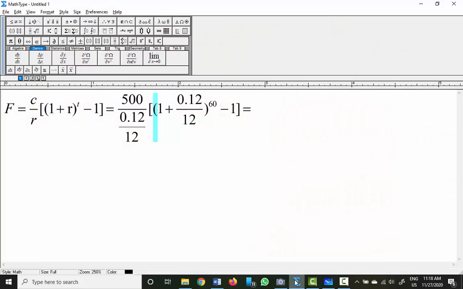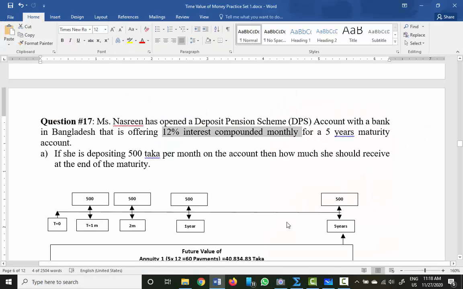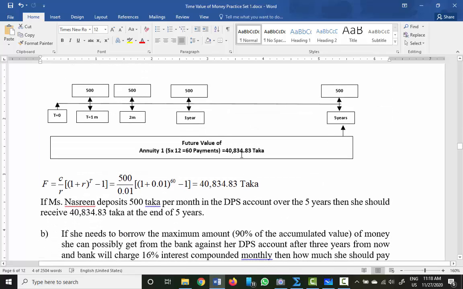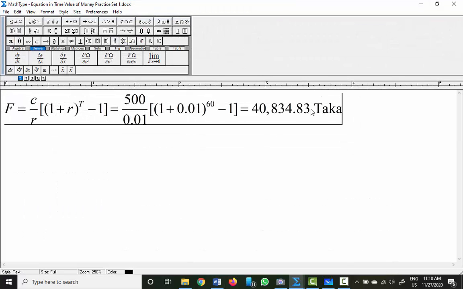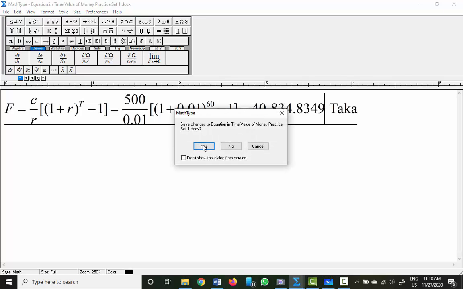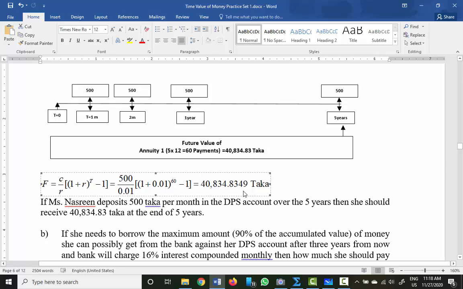So the answer is 40,834.8349 taka. That means after 5 years, you should get 40,834 taka from the account. So after 5 years, you should get this much amount of savings from your account.